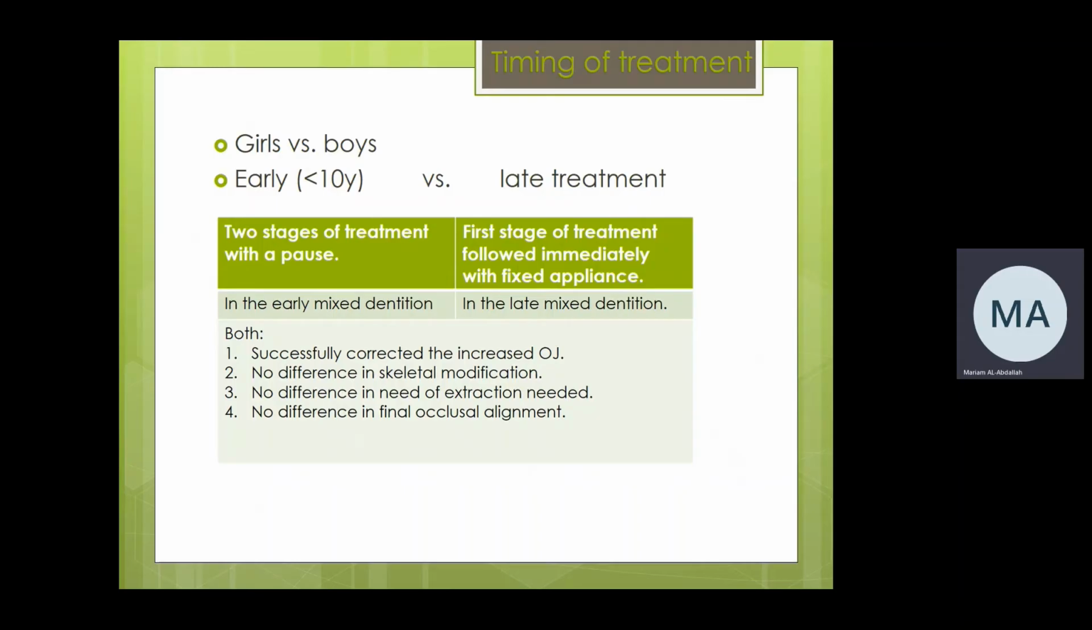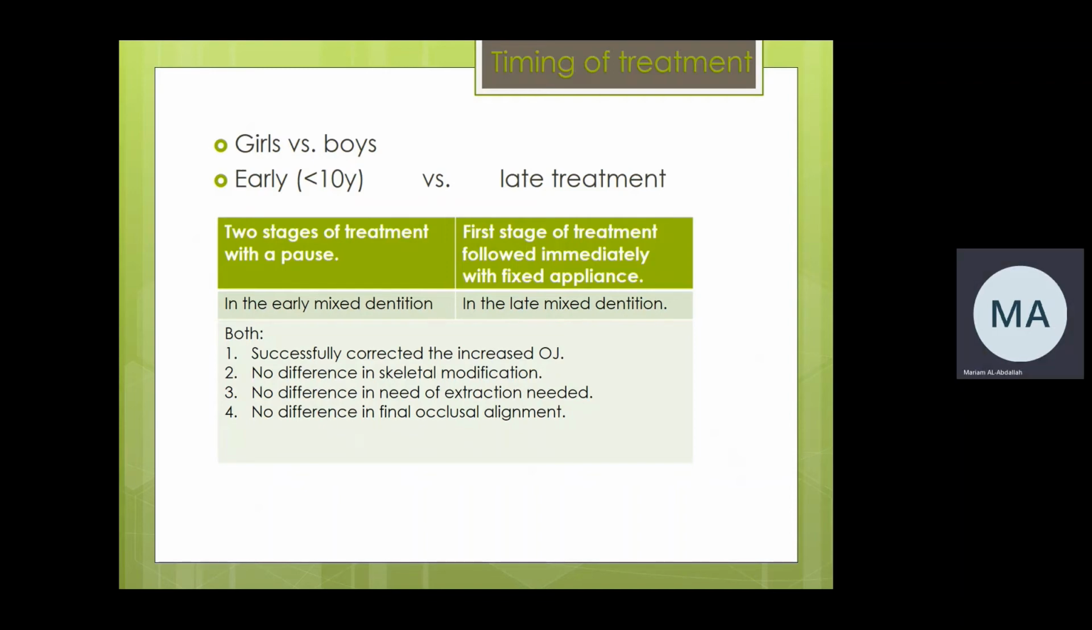a pause. So first a stage of functional, then we wait. It's like a transition stage or retention stage, and then we move to the permanent, fixed appliance stage. If we started later, then we can use a functional appliance followed immediately by fixed appliance stage. So we still have 2 stages, but we don't have a pause. We don't have to wait in between.